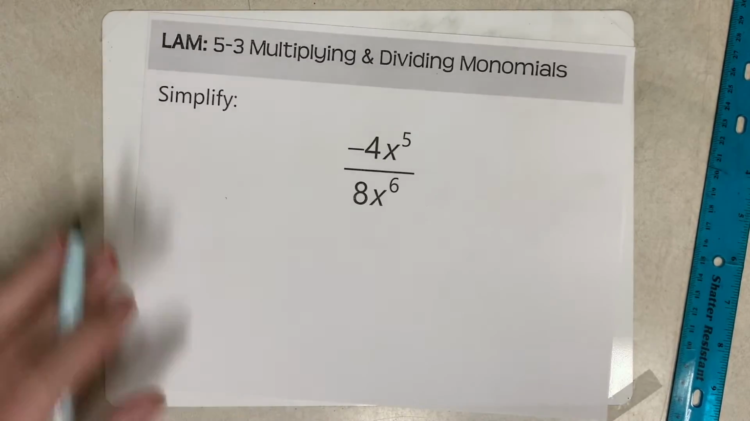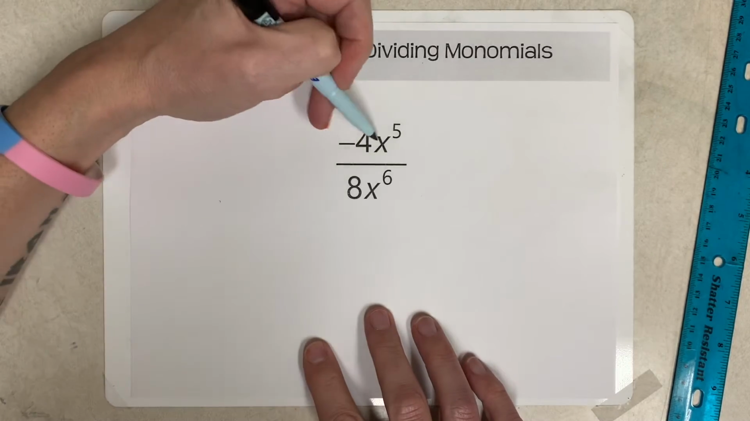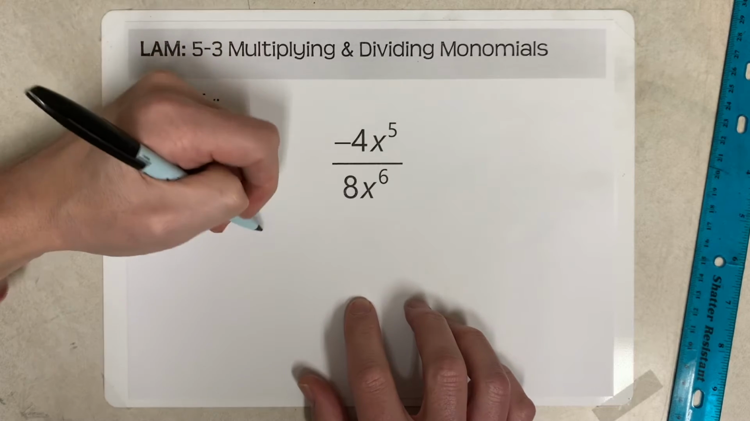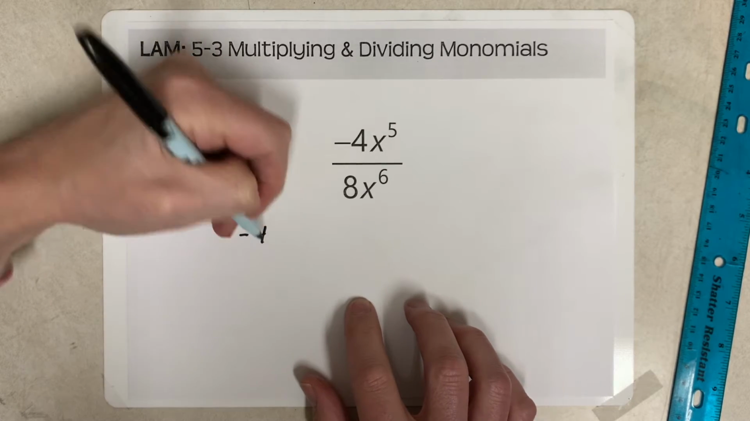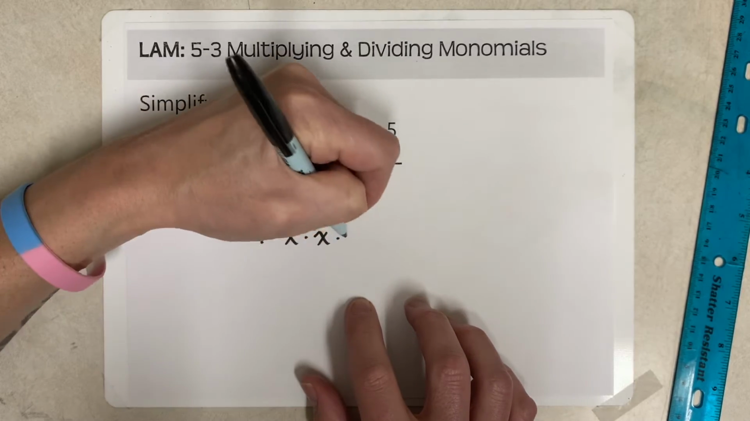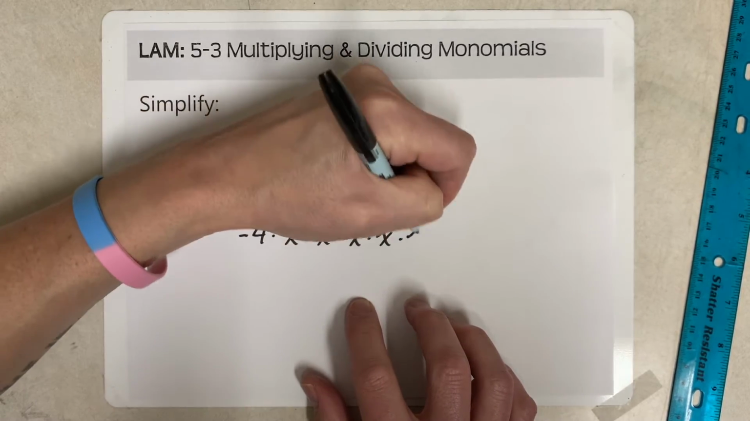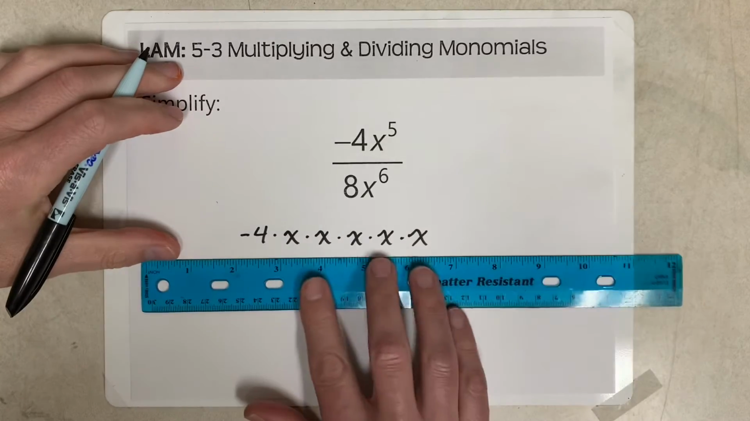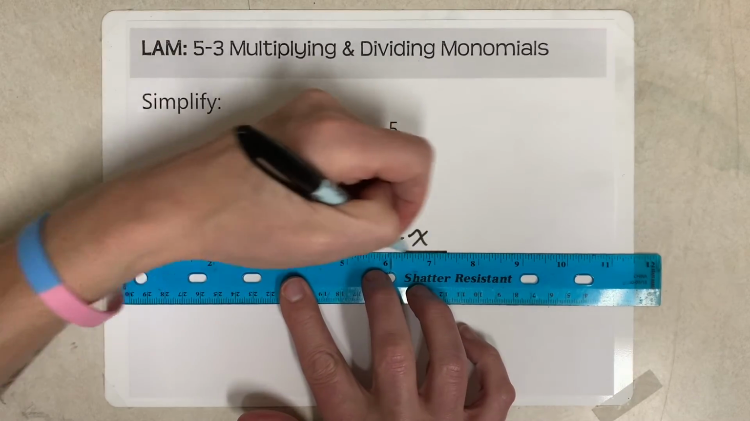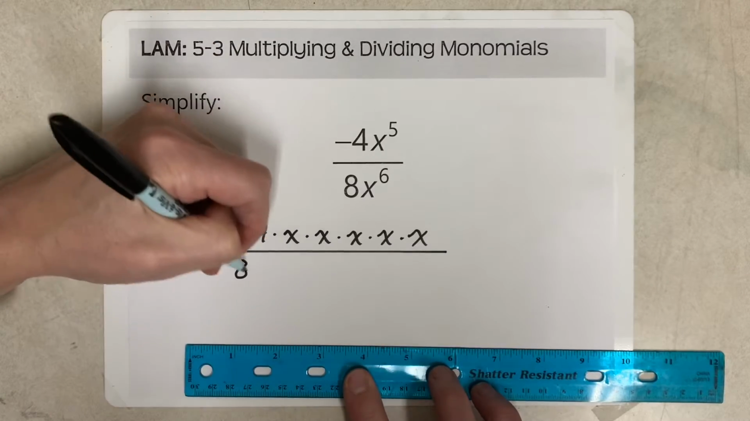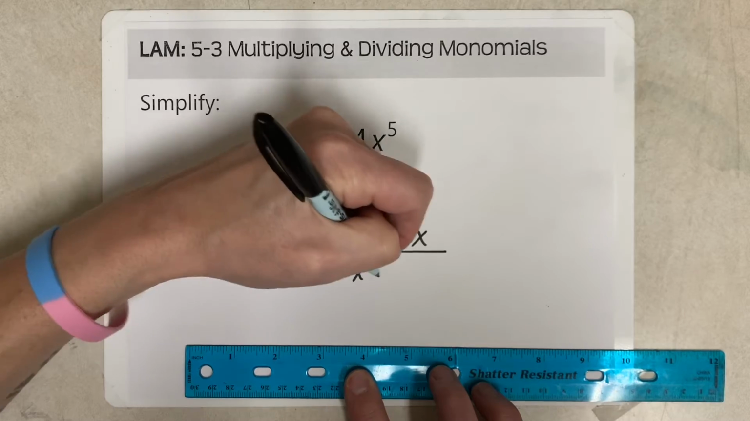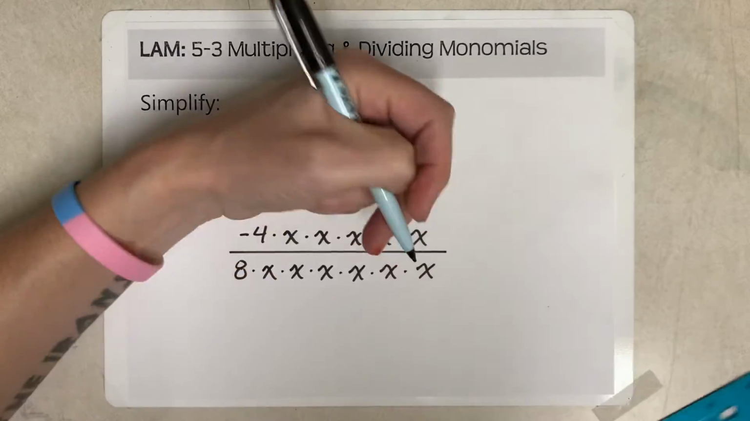Let's try this one. Negative 4x to the 5th over 8x to the 6th. I'm probably going to have to write everything out again. So I'm going to write this out again. Negative 4, 5 x's. And now we've got 8 and x to the 6th down here. So 8, 1, 2, 3, 4, 5, 6.